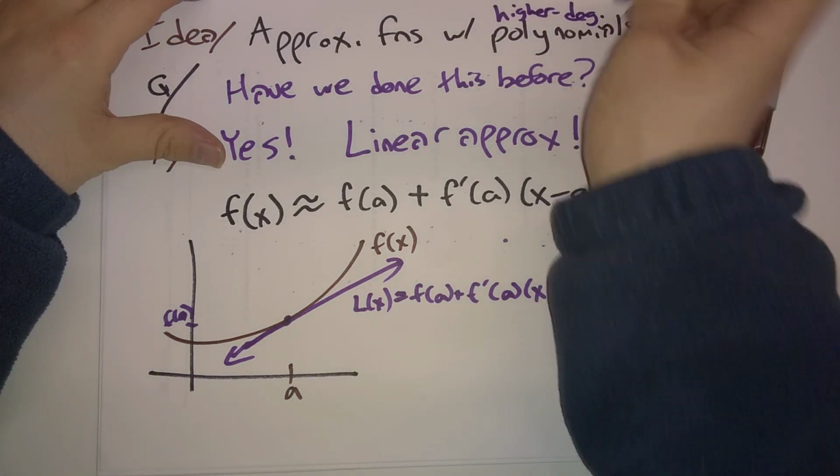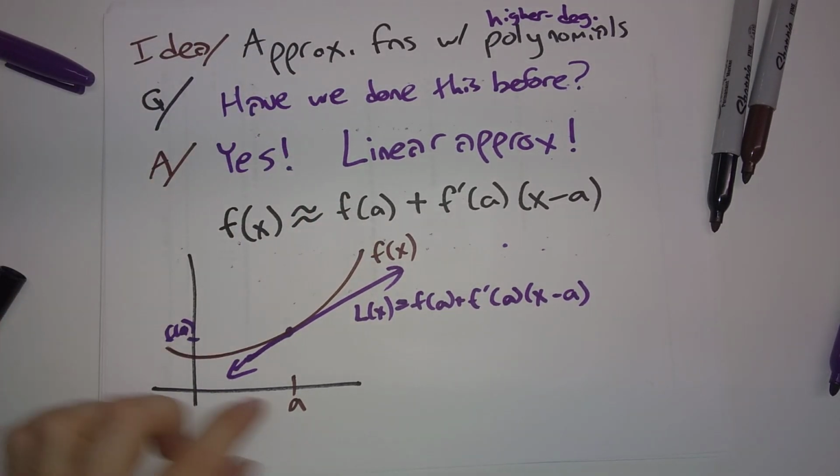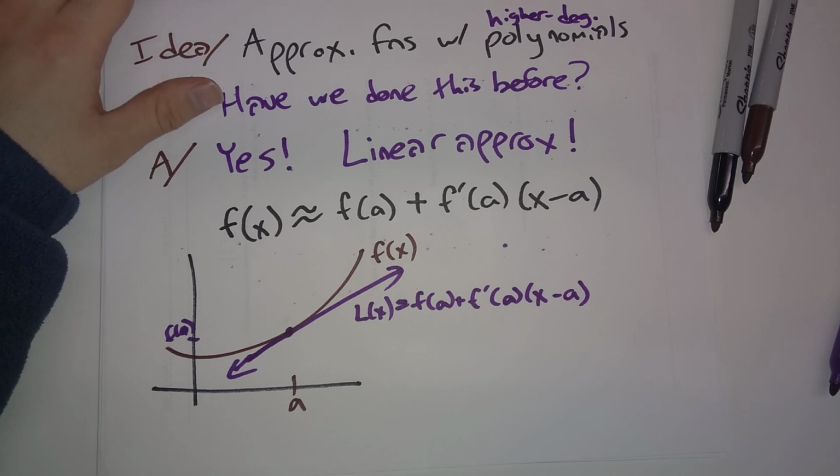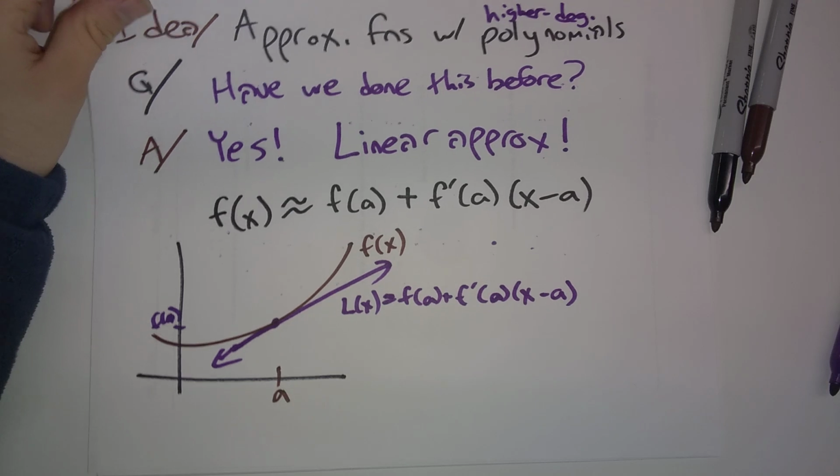What would happen if I were to ask you to draw, instead of a straight line approximation, a parabola that approximates f of x, and it does the best job of approximating f of x close to a here? And so that's what Taylor polynomials are going to do. They're going to be ways that we can approximate functions with polynomials of degree 2 or degree 3 or degree 4, whatever degree you want.